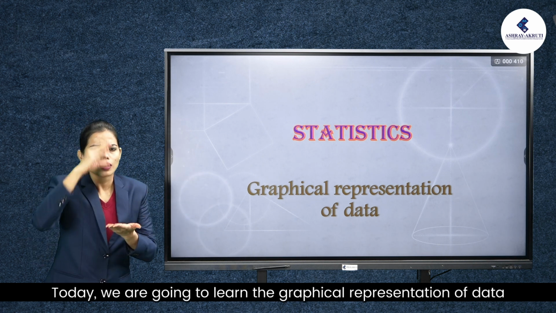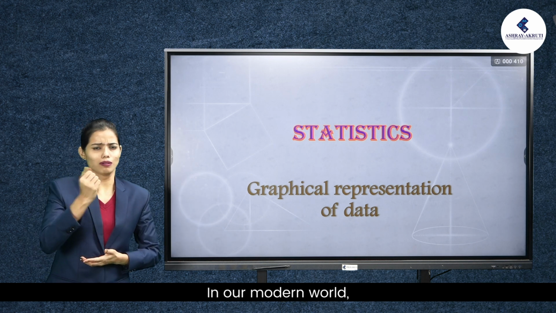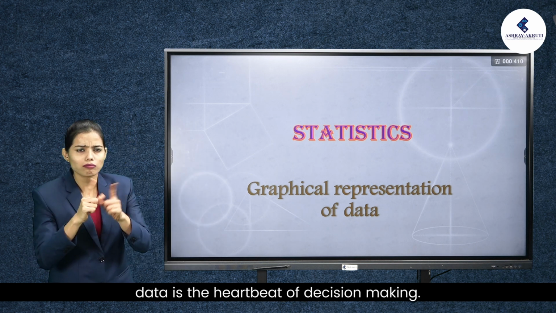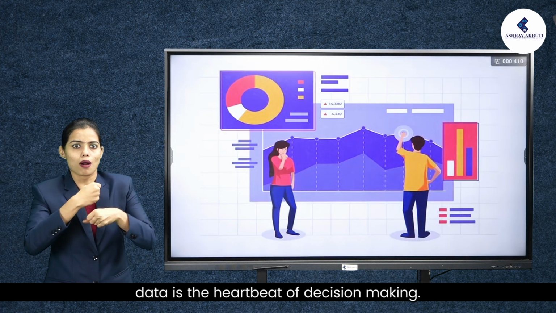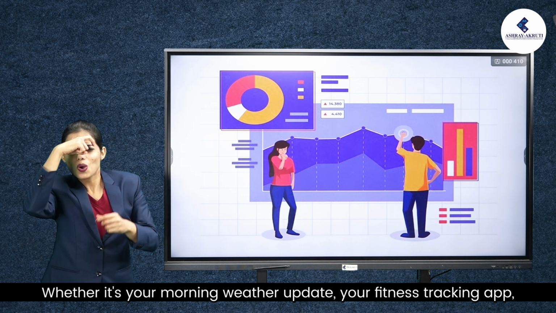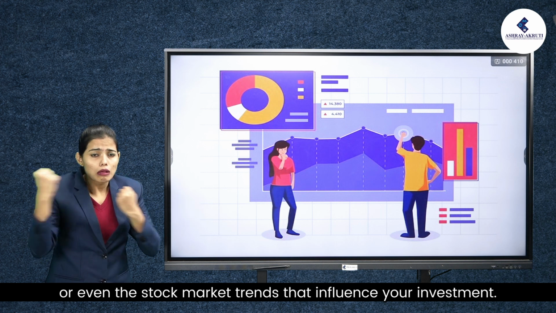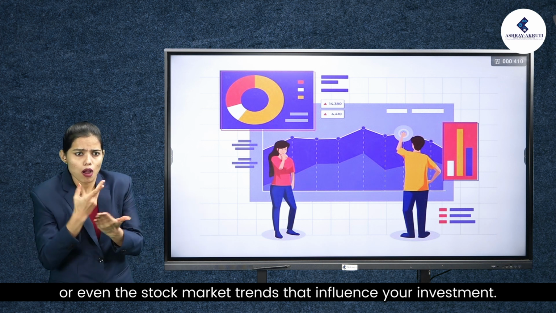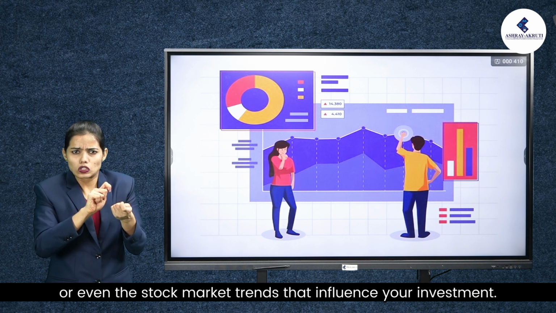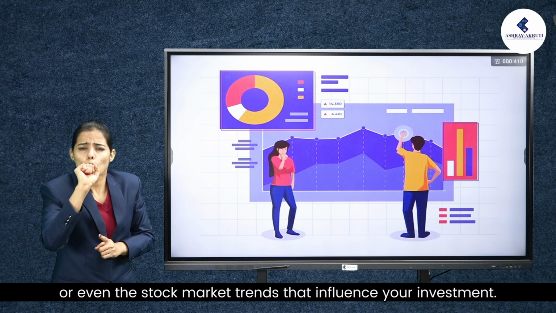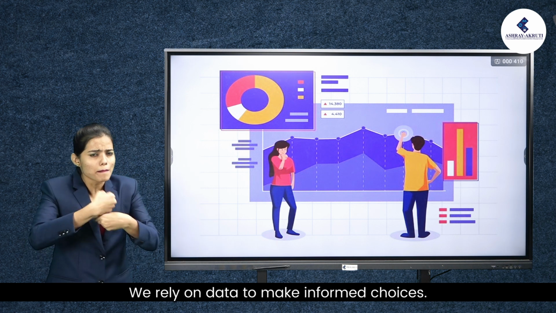Today we are going to learn the graphical representation of data. In our modern world, data is the heartbeat of decision making. Whether it's your morning weather update, your fitness tracking app, or even the stock market trends that influence your investments, we rely on data to make informed choices.